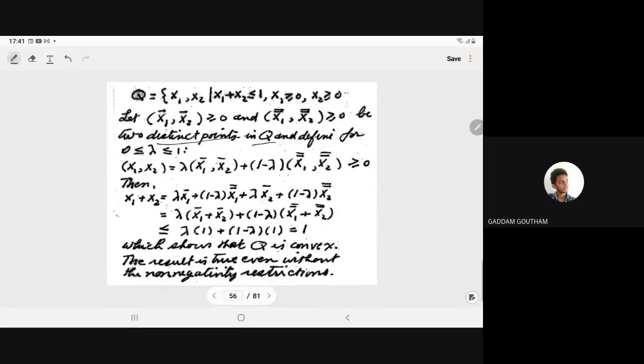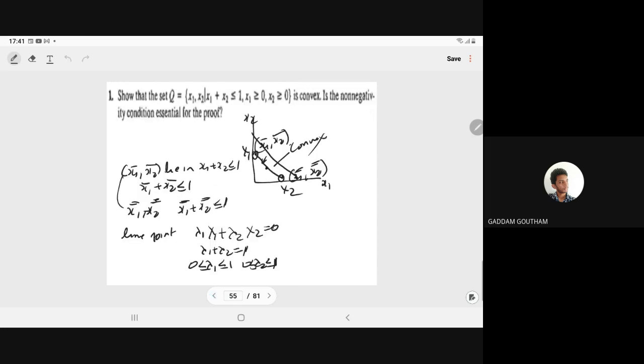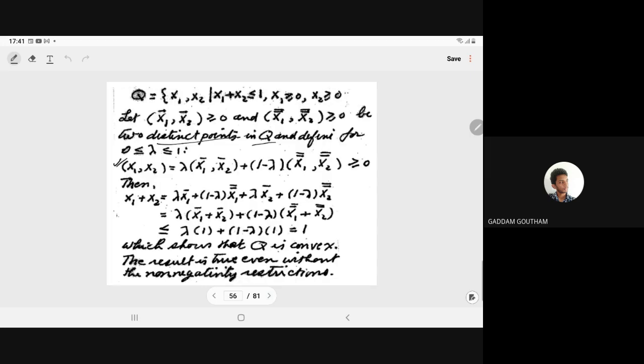Now for lambda between 0 and 1, what is the meaning of an arbitrary point? It is a point on the line segment joining the 2 distinct points. So any arbitrary point can be written as lambda into the first point plus 1 minus lambda into the second point, that is lambda 1 and lambda 2, such that lambda 1 plus lambda 2 is equal to 1. That's why we have taken lambda and 1 minus lambda, both greater than or equal to 0.